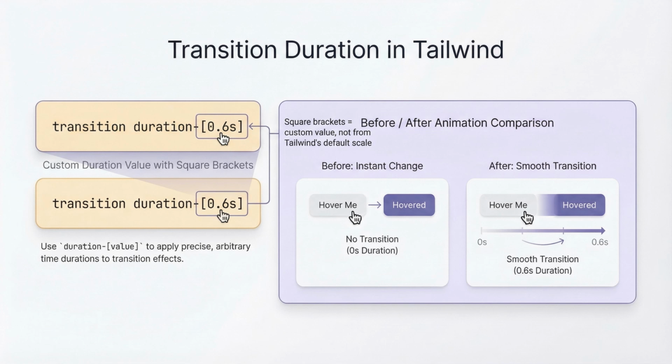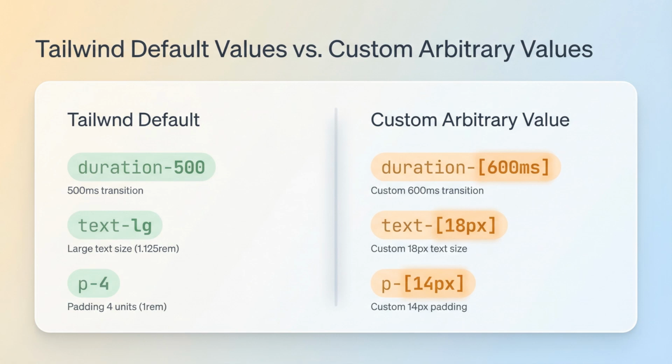When you write a value inside square brackets, like duration-[0.6s], that is a custom arbitrary value. It's your own value, not one from Tailwind's predefined scale. When you write a class without brackets, like duration-500, you're using Tailwind's built-in scale. Square brackets signal customization. This distinction between default Tailwind values and custom arbitrary values is fundamental to working with Tailwind effectively. Tailwind ships with a carefully designed design system: spacing, font sizes, durations, colors, all on a consistent scale. When those defaults fit your design, use them directly.